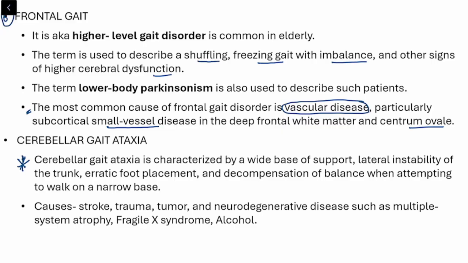The patient will not be able to walk on a narrow base, right? You will tell the patient to walk on a line, he will not be able to walk on the line, he will fall when he tries to walk on a line. Erratic foot placement will not be regular. Lateral instability of the trunk, the trunk will sway around, right? There will be a wide based gait. What are the causes? Alcohol, which is very common. Stroke. Trauma to the cerebellum, meaning posterior head trauma. Then neurodegenerative diseases like MSA-C, multisystem atrophy with cerebellar involvement. Right, this is cerebellar gait ataxia.